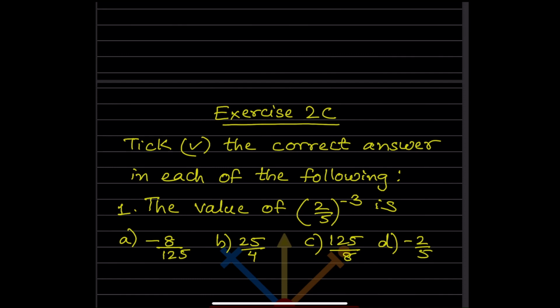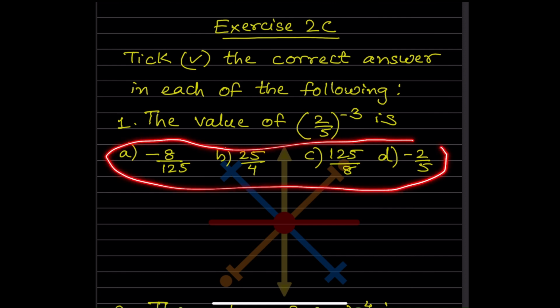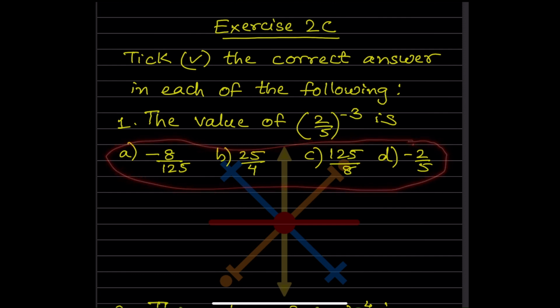So now let us see the exercise, that is 2C. Even though the options are given here, and you have to tick them, actually we have to solve the problem. So let us first not look at the options. They have asked for the value of (2/5) raised to minus 3. We cannot do this directly, we have to solve it.